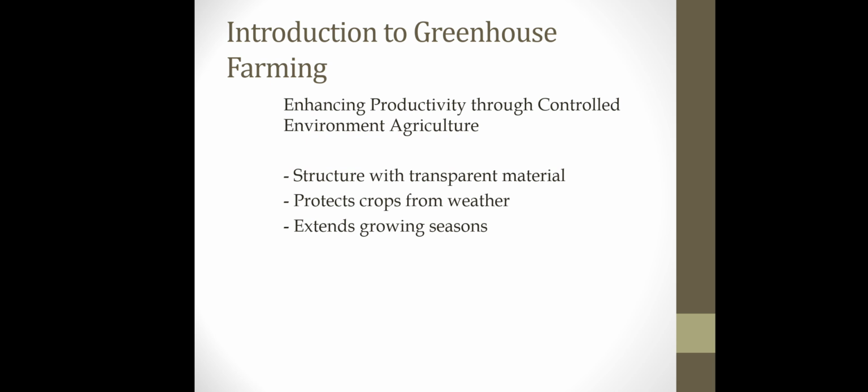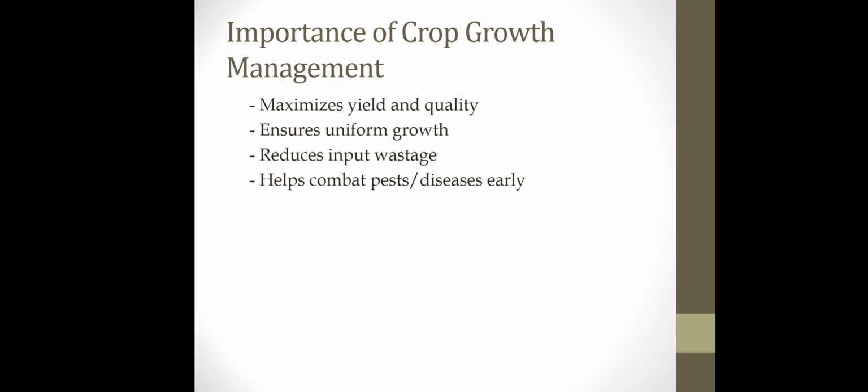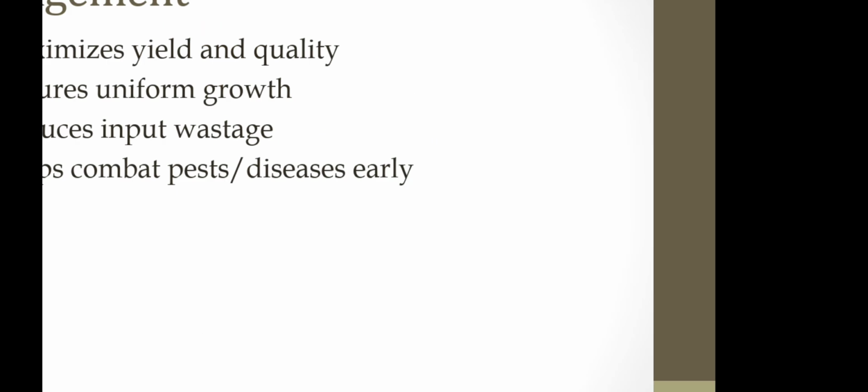So, this controlled environment of a greenhouse helps in extending the growing seasons and protecting crops from adverse weather conditions. These are the 3 points which will be covered in greenhouse farming. So, what is the necessity for this crop growth management? These are the advantages: maximize the yield and quality, ensure uniform growth for the entire field, and reduce the input wastage, which helps to combat pests and diseases through early detection. So, these are the importance of crop growth management.